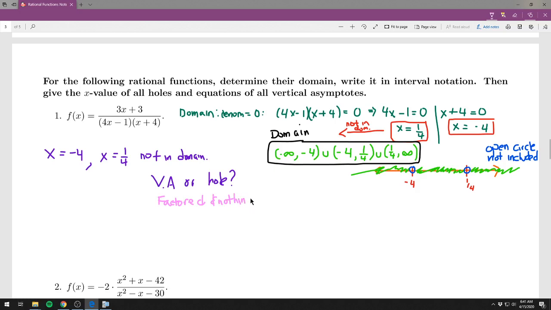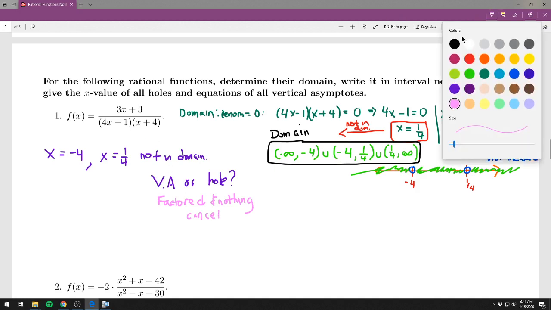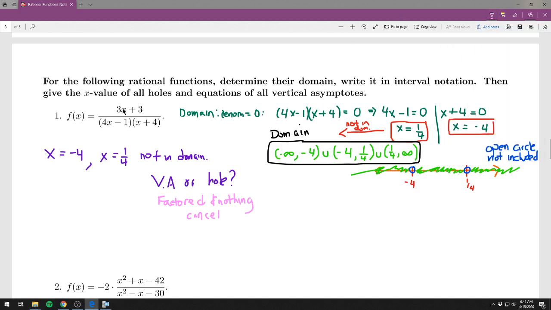There's no common factors, so nothing cancels. Right? You could, if you wanted to, factor a 3 out of the top to make x plus 1. If you want to view it as fully factored, x plus 1 doesn't cancel. Factors only cancel if they are exactly the same. That's why it's very important to factor your stuff all the way so you can tell if it's exactly the same.